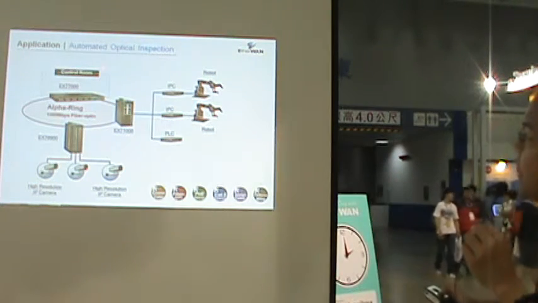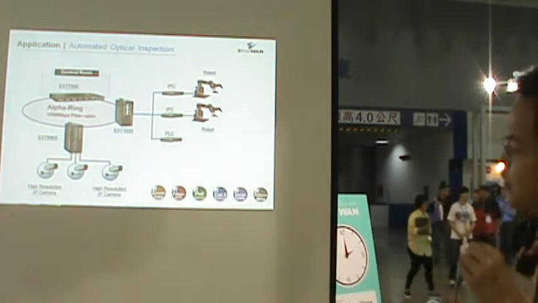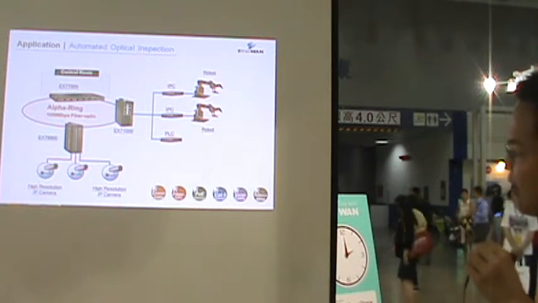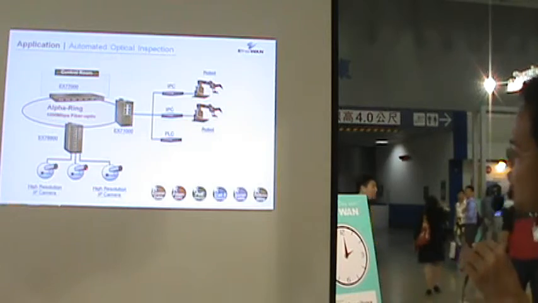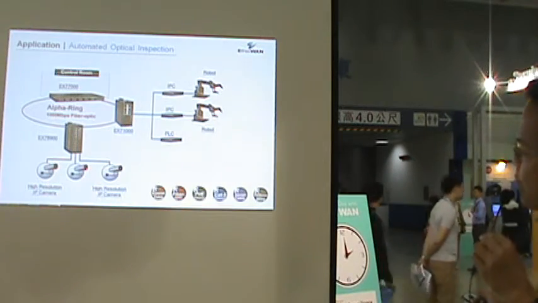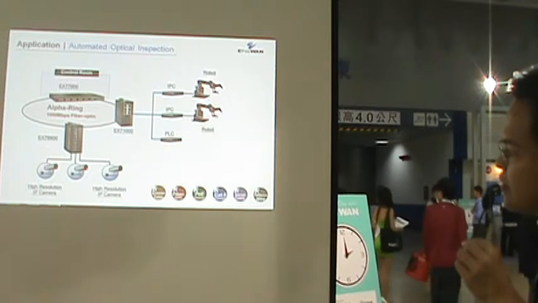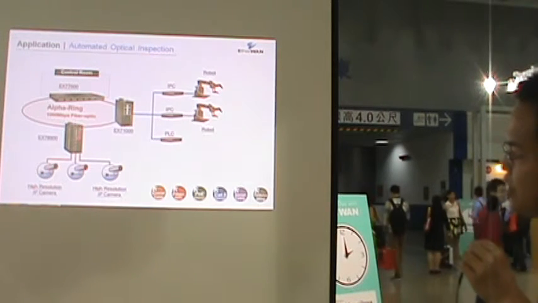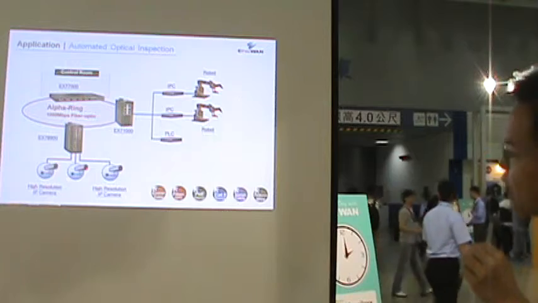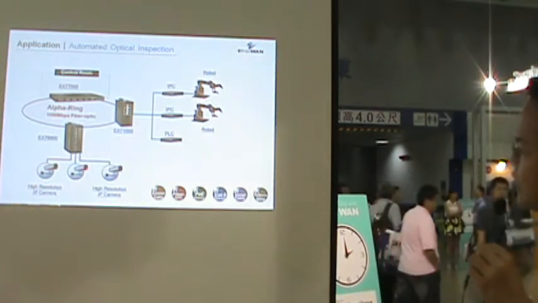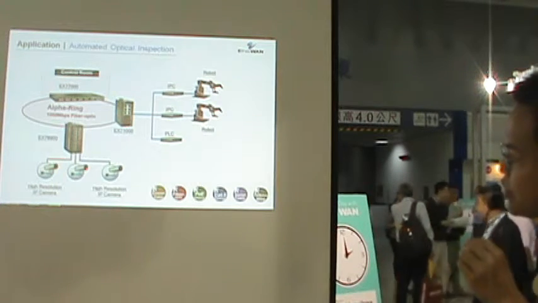Also, here we have automated optical inspection. What the customer wants us to do is use a high-resolution IP camera to monitor their PCBs. So we offer the EX78900. As you can see, these are all gigabit boards. We make sure that there's no bottleneck on the bandwidth. So that's why we suggested using this device.